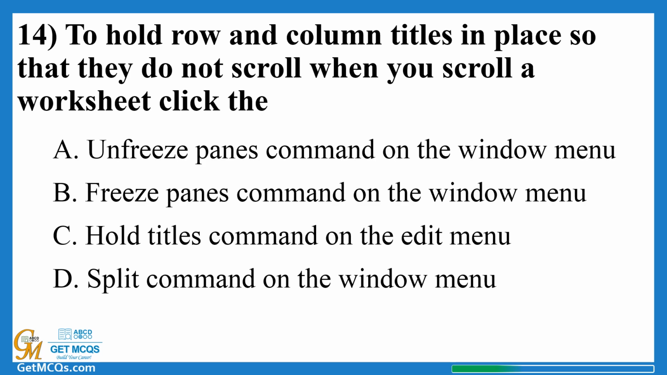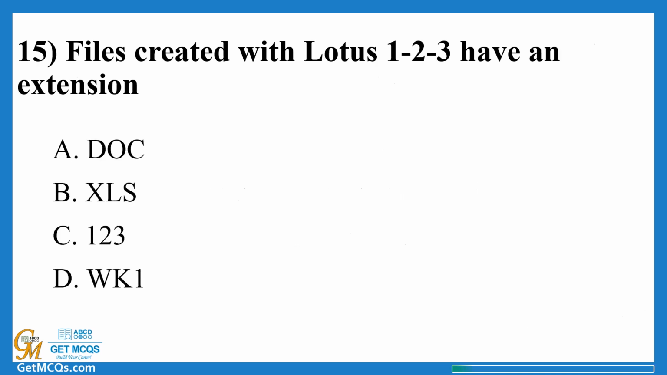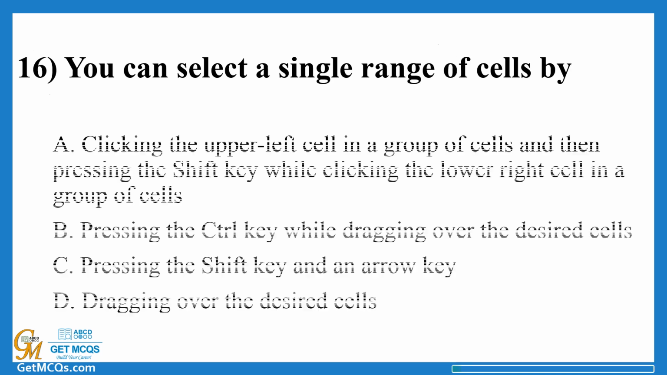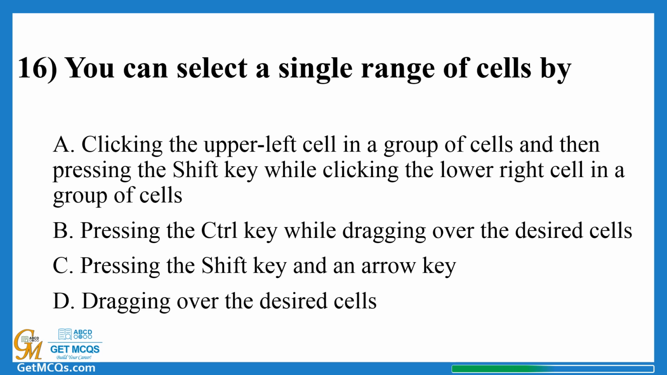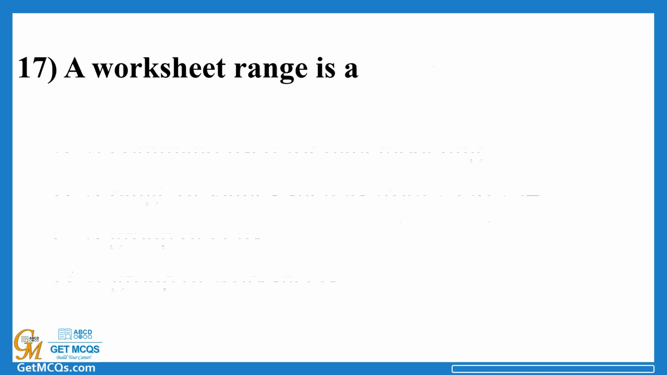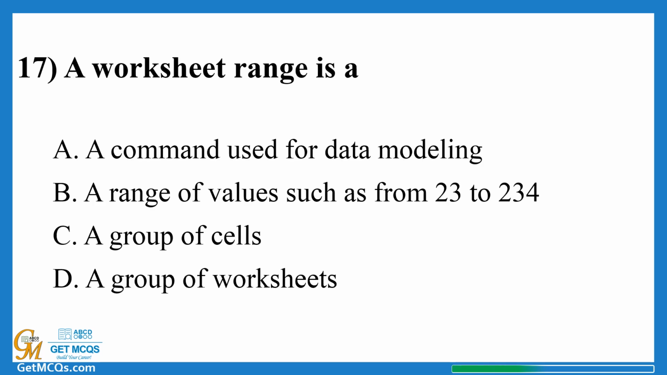14. To hold row and column titles in place so that they do not scroll when you scroll a worksheet, click the. Answer, B. 15. Files created with Lotus 1-2-3 have an extension. Answer, C. 16. You can select a single range of cells by. Answer, D. 17. A worksheet range is a. Answer, C.